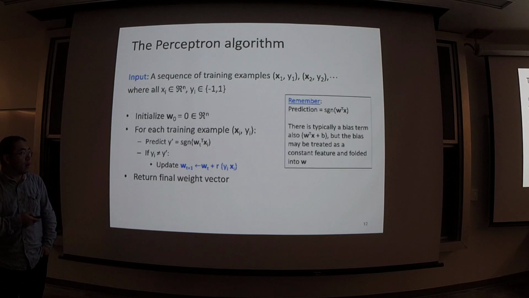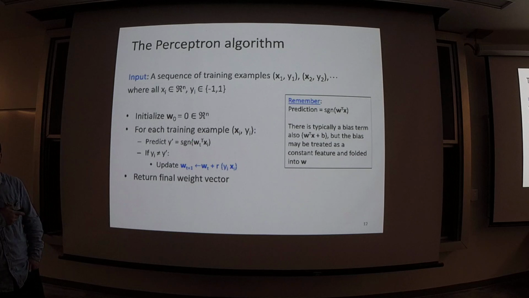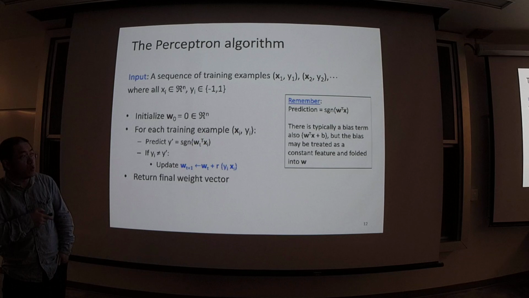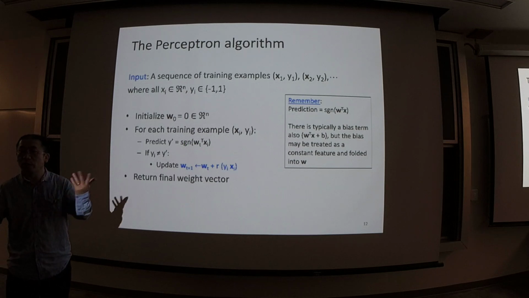Oh, by the way, here we have used the notation simplification. That means we folded the bias term into the weight vector. Right? And also we augment the input feature vector with a constant 1, so that we just use one inner product to represent the classification function. We do not need to explicitly write down the bias term, right?